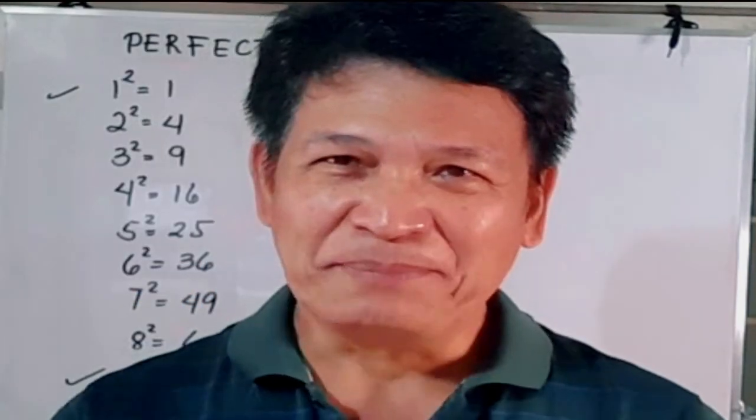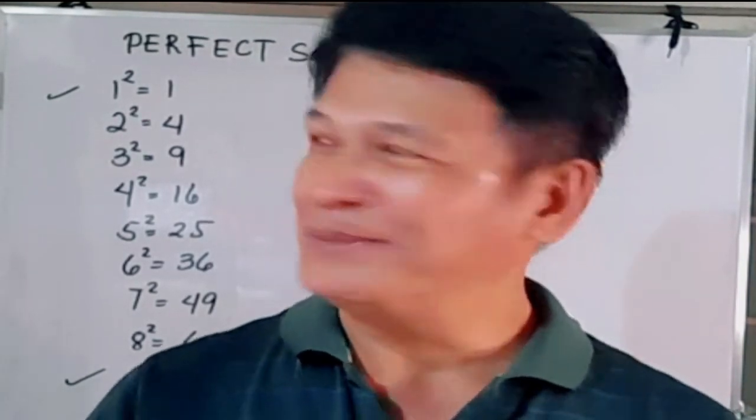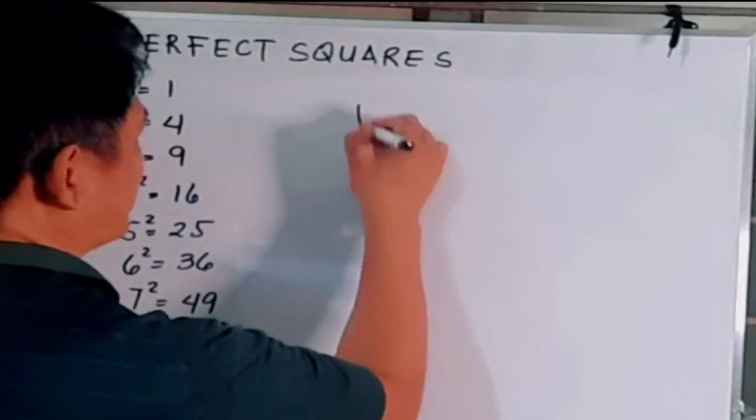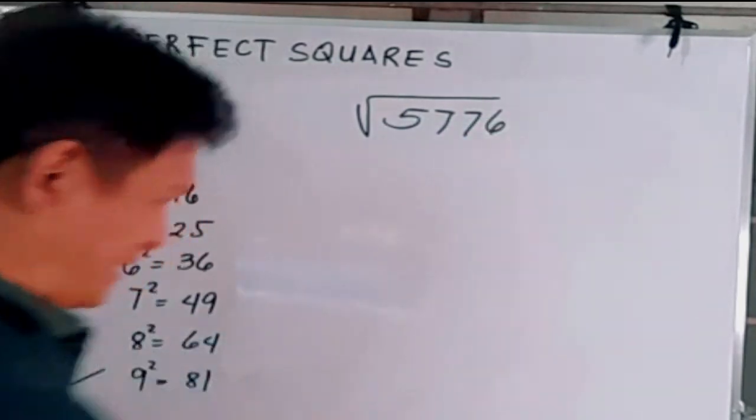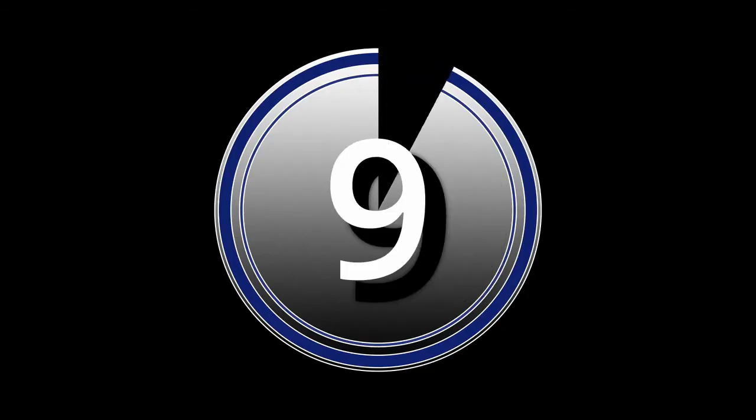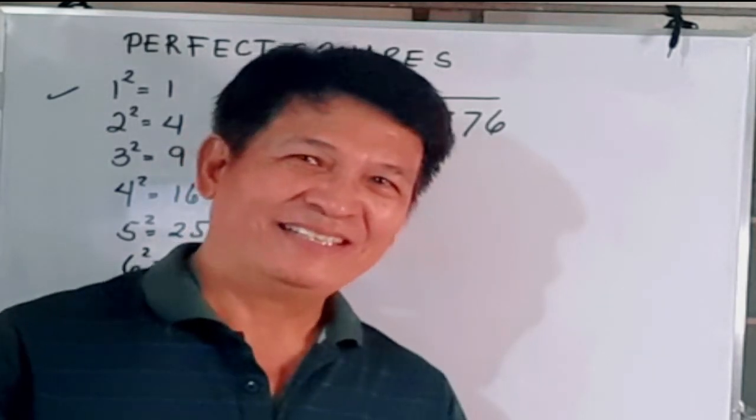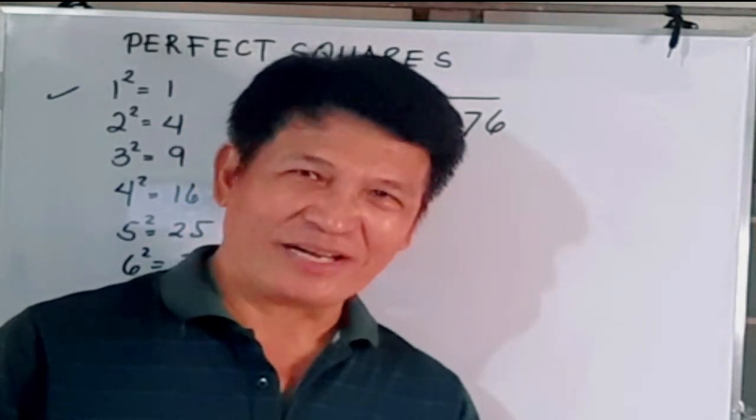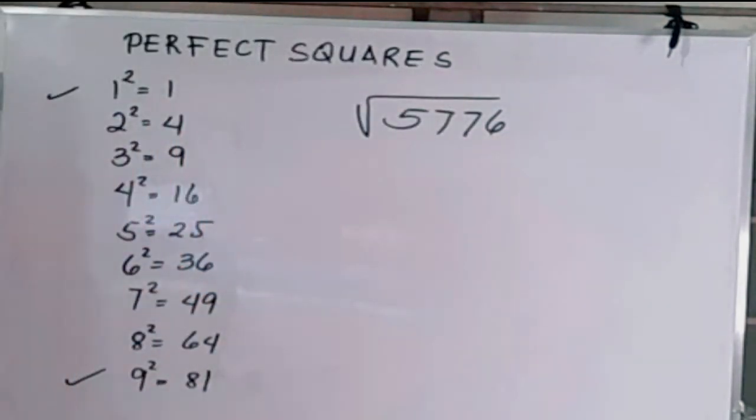And for what everyone has been waiting for, your quiz. Get your paper and pencil and solve this. Find the square root of 5,776. Go! If you get 76, your answer is correct. But anyway, let's solve it together.